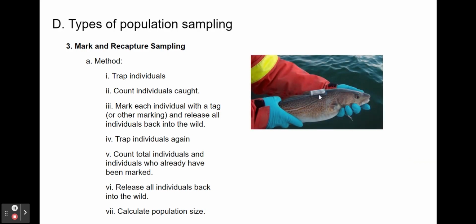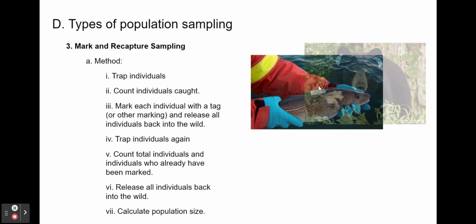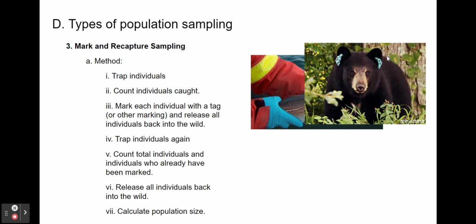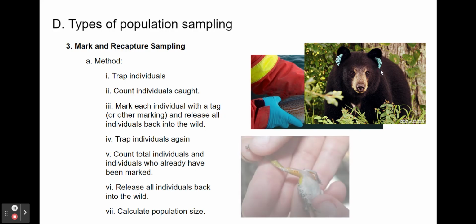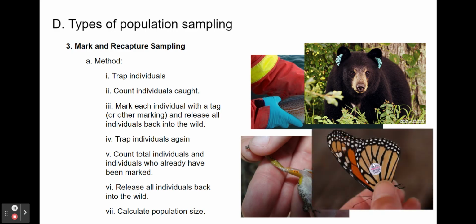And for tags, we use different things. Here's a radio transmitting tag that we might put on the fin of a fish. We might put an ear tag onto a bear. That ear tag, just like a pierced ear, is not going to hurt them. We might put a little tag onto the skin of an amphibian, or we might actually cut off one of their toes as an alternative if the tag won't stick. Or we might put a sticky tag onto the delicate wing of a butterfly. We can't punch any holes into this, it will die.